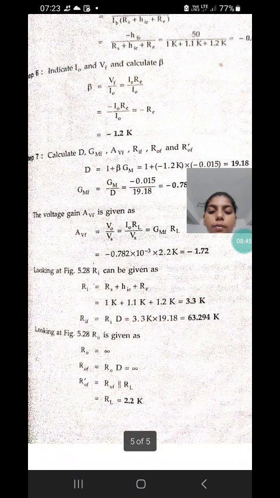R0f dash: R0f is in parallel with RC, so it is approximately equal to RC. Then we can put in the value of RC.